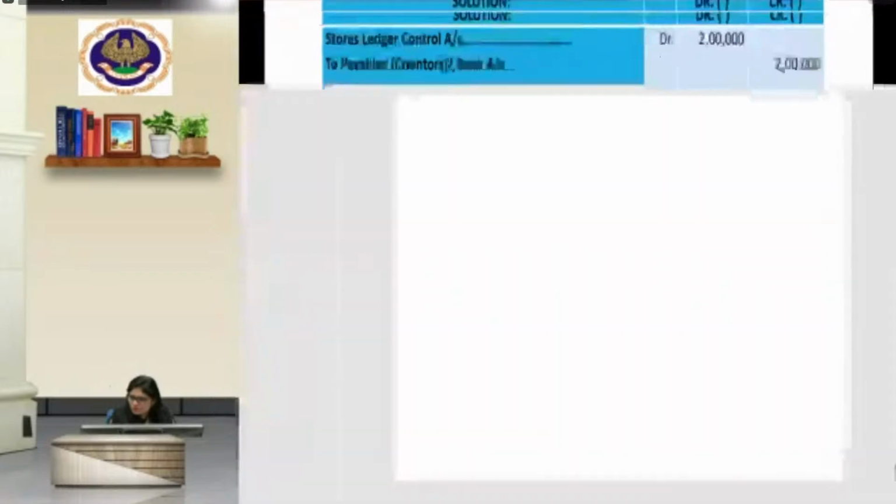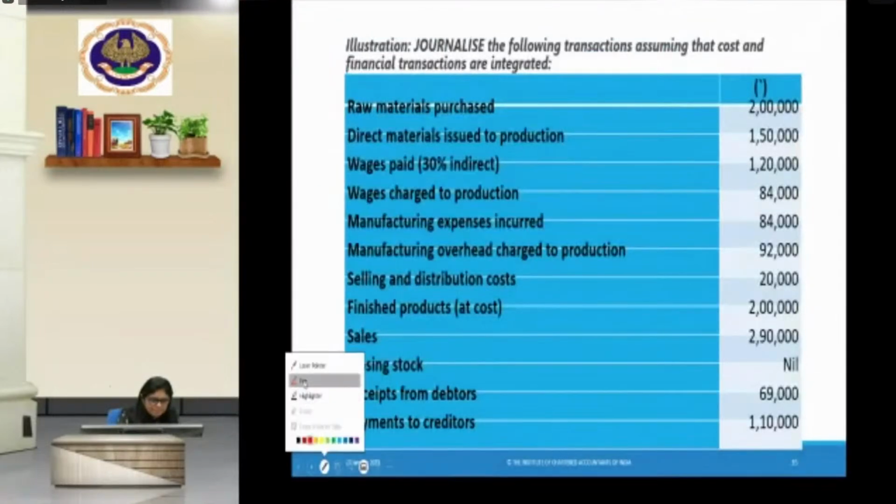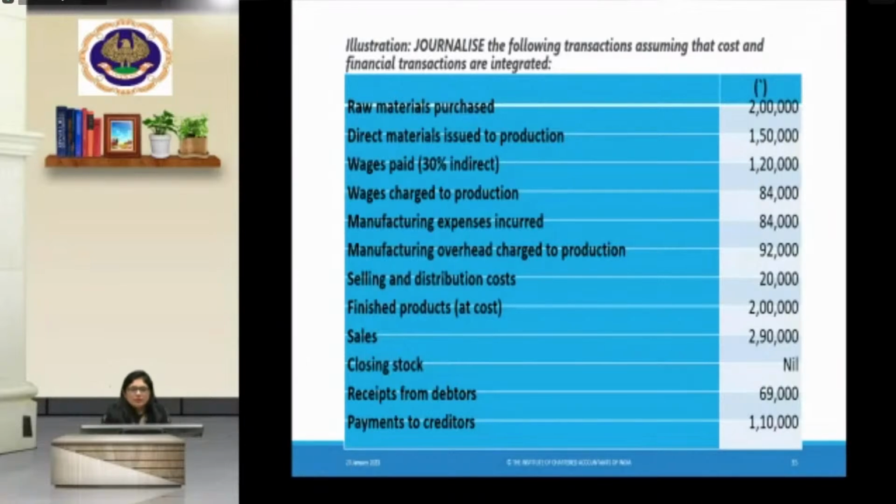Let me just show you. So they are integrated, right? Raw material purchase. I'll just be telling you the entries and then the posting you can do. Raw material purchased. Now in integrated, CLC will not be opened here. Raw material purchase, stores ledger control account. Remember, we are integrating. We are not making only financial accounts. We have to open a control account of the cost accounting system also. So one account of the cost accounting system and one account of the financial accounting. I'm repeating: in integrated, one account will be of cost accounting and one account will be of financial accounting.